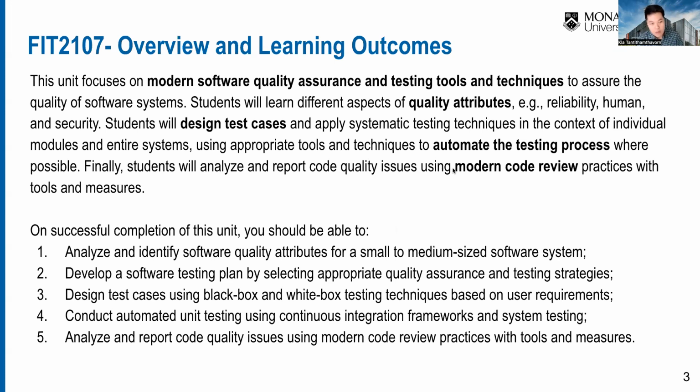That means once you complete this unit, we expect that you will be able to analyze and identify the software quality attributes for a small to medium-sized software system. You can also develop a software quality assurance plan or software testing plan to select appropriate quality assurance and testing strategies. And you can also design test cases using black box and white box testing techniques based on the user requirement as well. You can conduct automated unit testing using CI frameworks and system testing. And you can also analyze and report code quality issues using modern code review practices with tools and measures as well.